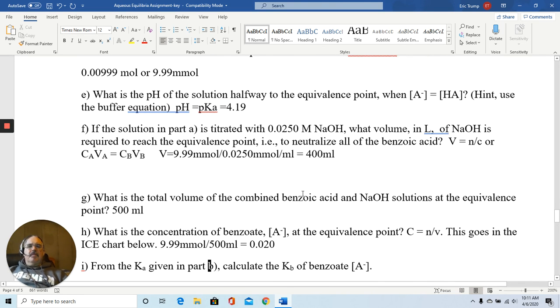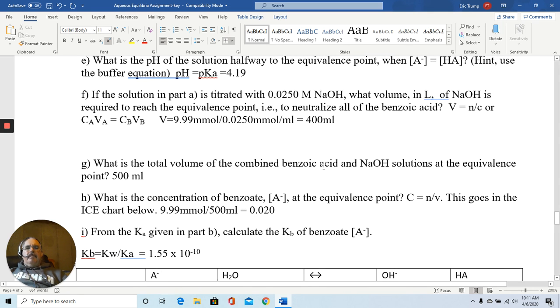If we titrate this with 0.0250 molar NaOH, what volume in liters or milliliters is required to reach the equivalence point? So we take the amount divided by the concentration, which gives the volume. So that's 400 milliliters, which in this titration is a ridiculous amount. We have to refill the burette several times.